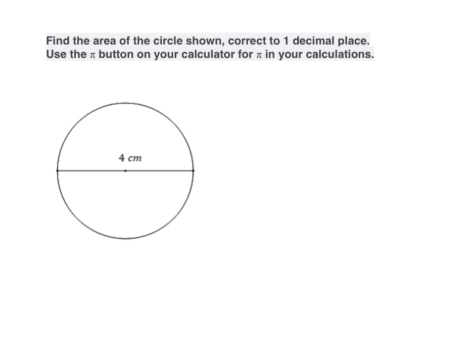So here we're being asked to find the area, and they want it correct to the first decimal place, and they want us to use the pi button for pi. So the first thing we want to remember is that when we're looking at circumference, the circumference was going to equal the diameter times pi, which could also be written as 2 times the radius times pi, which is most commonly referred to as 2 pi r. We're just using the commutative property here.